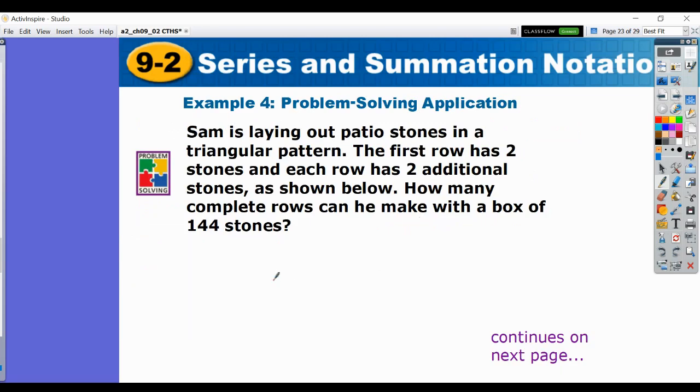So Sam is laying out patio stones in a triangular pattern. The first row has 2 stones. I'm just gonna make circles because it's easier. First row has 2 stones. Second row has 4 stones. 1, 2, 3, 4, and the next one has 1, 2, 3, 4, 5, 6, and eventually this is gonna make a triangle. So we're adding 2 additional stones each row. So this is my pattern, and I want to know how many complete rows he can make out of 244 stones.